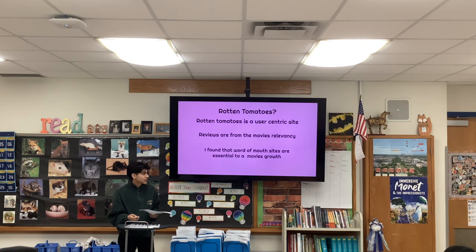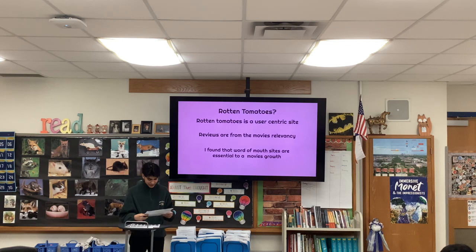Rotten Tomatoes is a user-centric site. It's a reviewing site for movies, and it's basically a way for people to communicate online and share opinions and perceptions of movies together. And this is important because word of mouth sites are actually very important to movies' growth, as I found in some other findings.